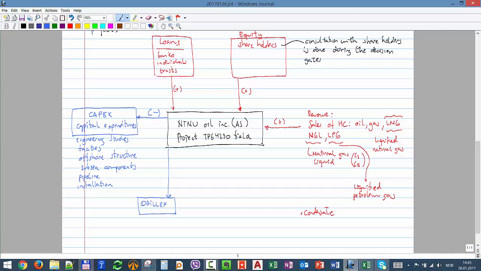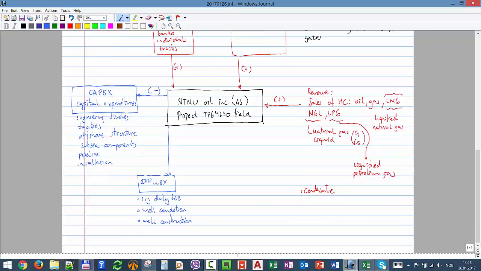And then we have, for example, the rig daily fee. We have well completion. Okay. We have well components, well construction. The services, if you have to do a cement log, if you have to do some other kind of logging in the well, so well services.